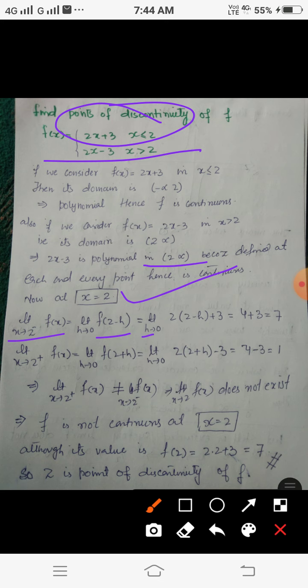Now which is again a polynomial. So for a polynomial, the limit is simply found by replacing h by 0, which is simply 4 plus 3, that is 7, which implies that the left limit of this is 7 at x equals 2.